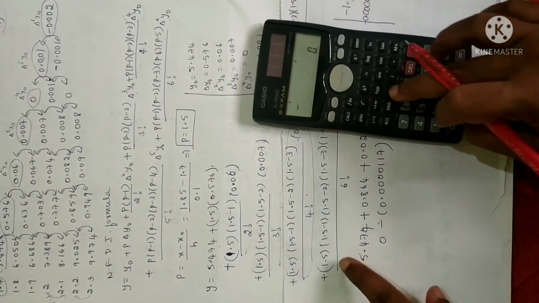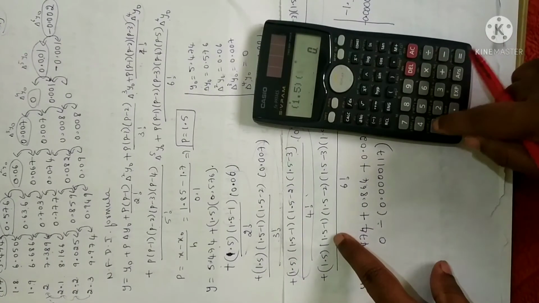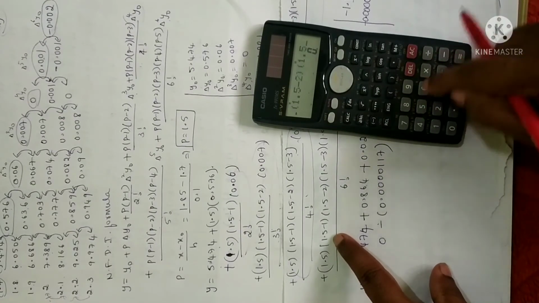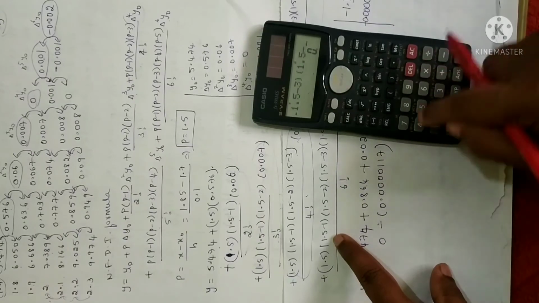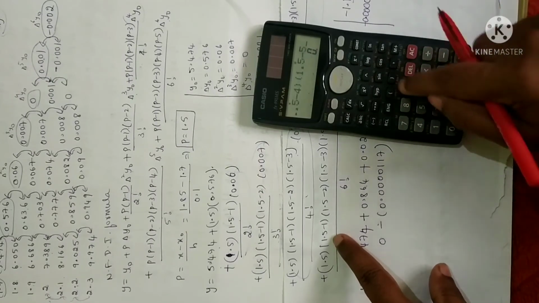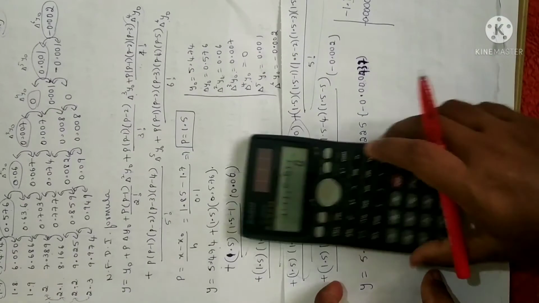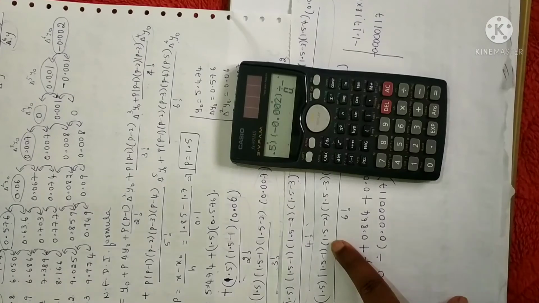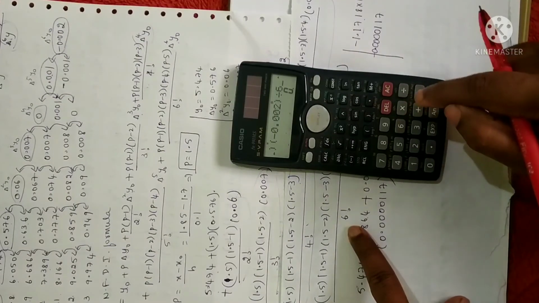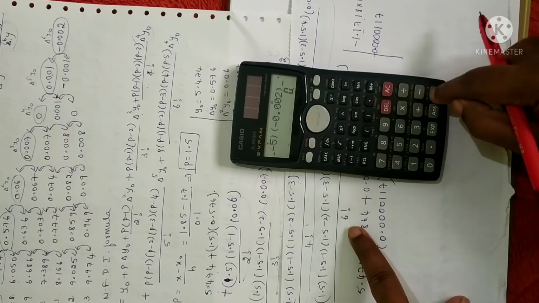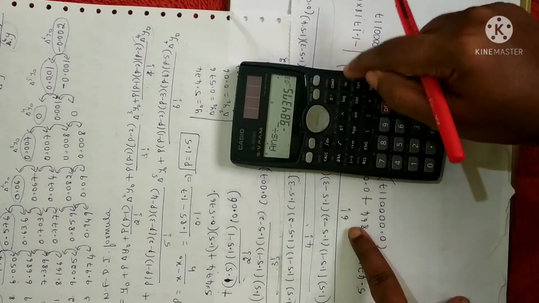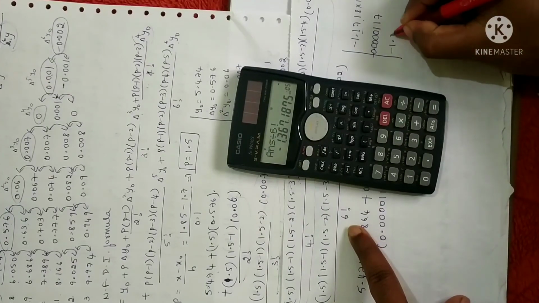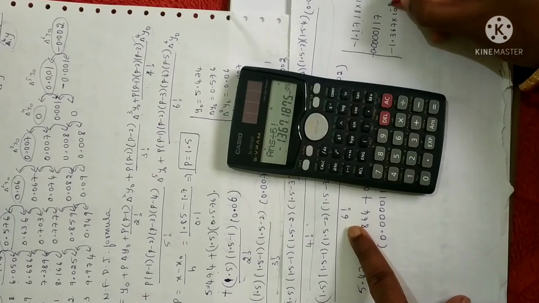See, last term is 1.5 into 1.5 minus 1 into 1.5 minus 2 into 1.5 minus 3 into 1.5 minus 4 into 1.5 minus 5. Fine. Into minus, along with minus I'm going to put minus 0.002 divided by 6 factorial. Before pressing the equal sign, divide by 6 plus shift button, this factorial sign, that will give you minus 1.367 into 10 power of minus 5.